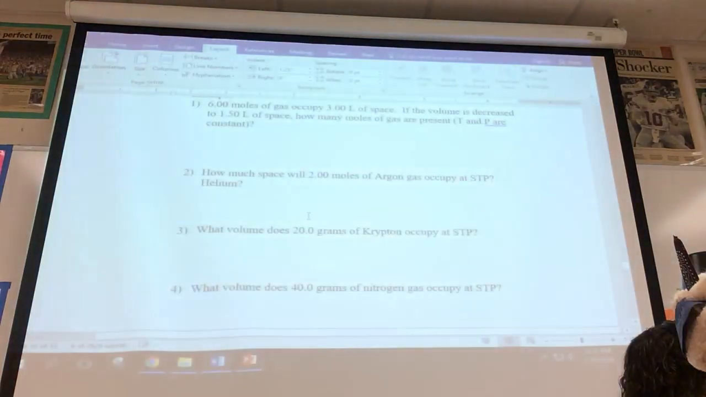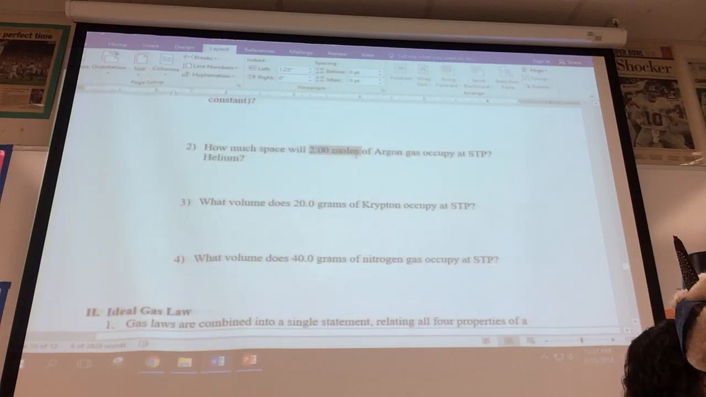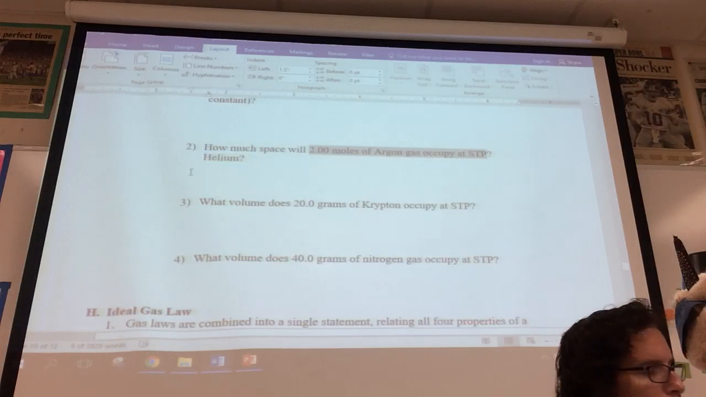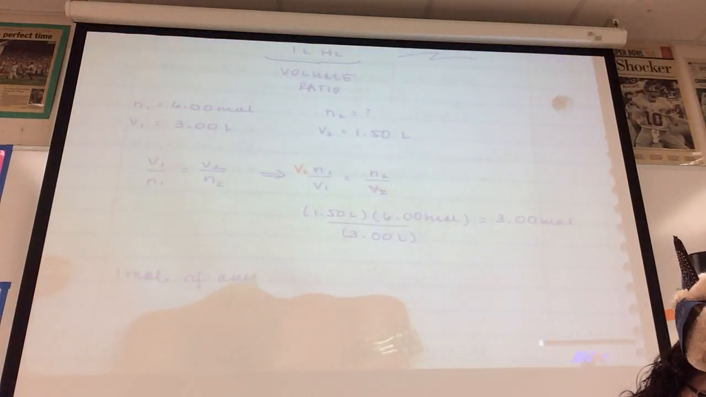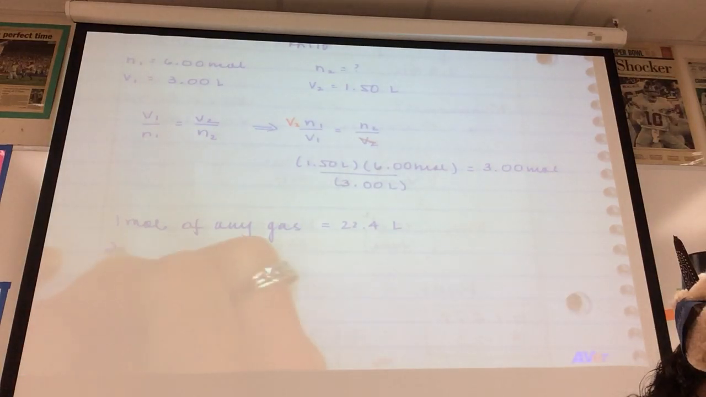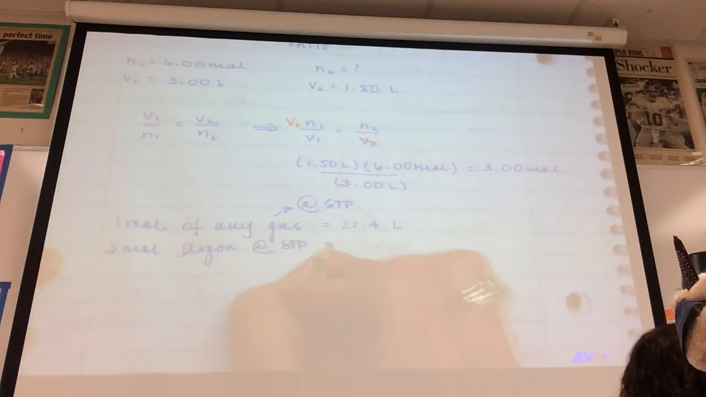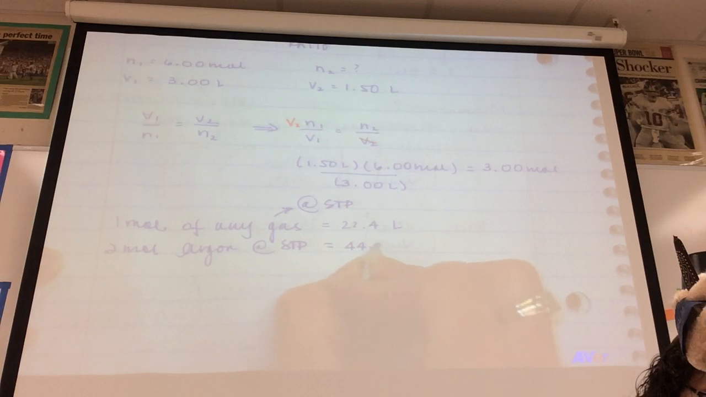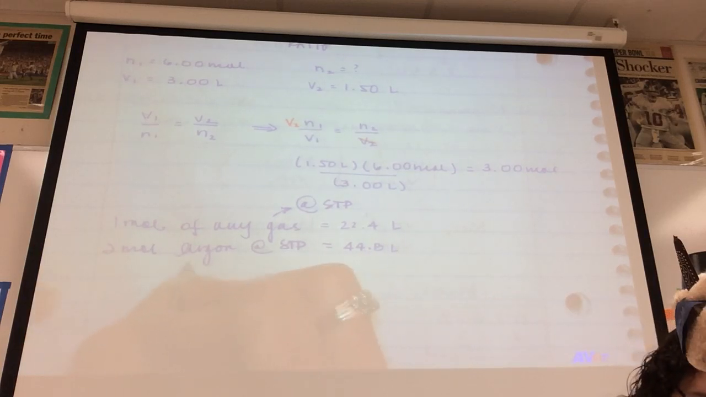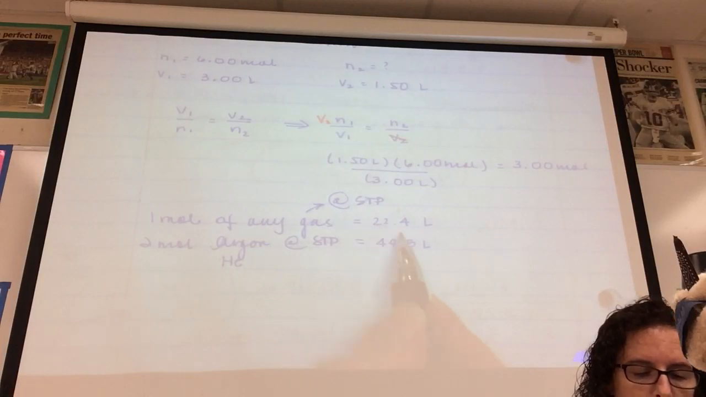Number 2 involves what we talked about, where 1 mole of any gas at STP occupies 22.4 liters. So if you have 2 moles of argon at STP, what volume would that occupy? And again, you know that 1 mole of any gas occupies 22.4 liters of space. So 2 moles then of argon, and you must be at STP, will occupy twice that, or 44.8 liters. And it doesn't matter if you have argon, helium, neon, carbon dioxide, etc. 2 moles of any gas will occupy twice this volume, or 44.8.